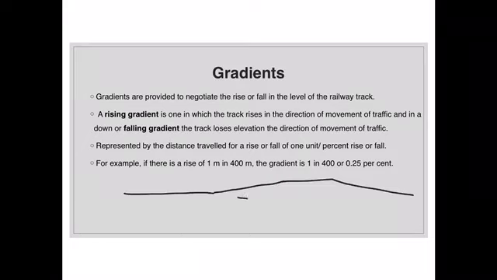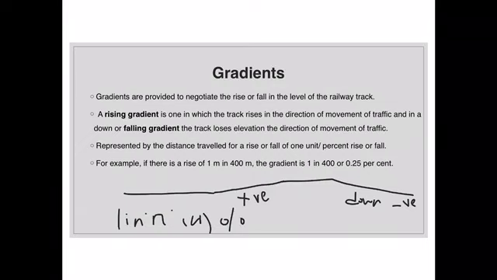If your gradient goes in the upward direction, we call that the rising gradient or the positive gradient, and if the level goes in the downward direction, we call that the falling gradient or down gradient, usually represented with a negative sign. The gradients are usually represented in terms of 1 in n, or they can also be represented in terms of percentage.